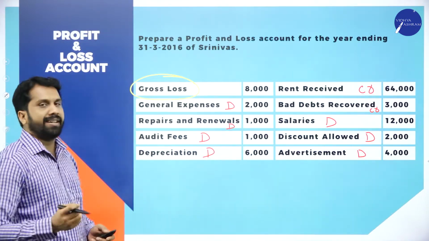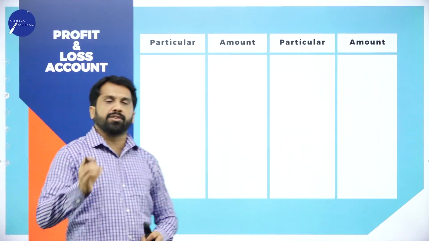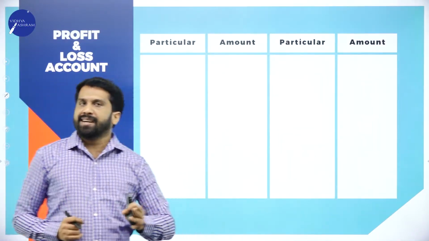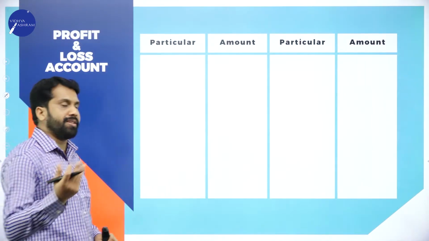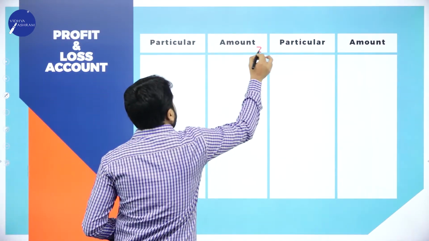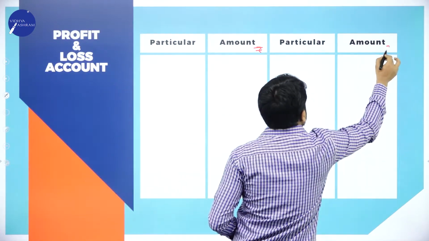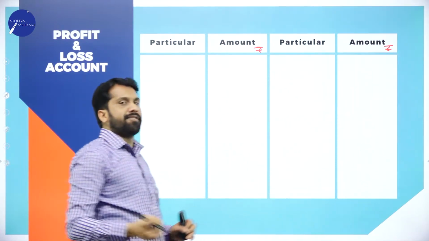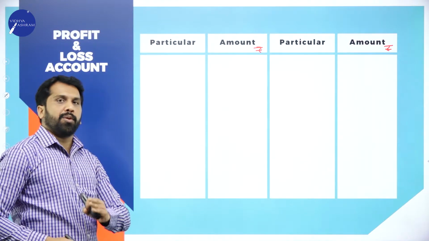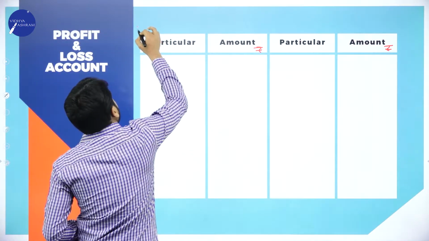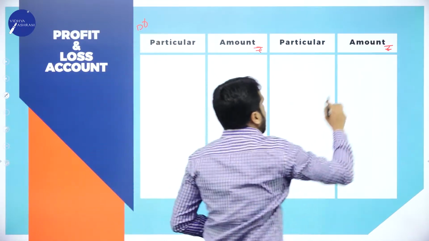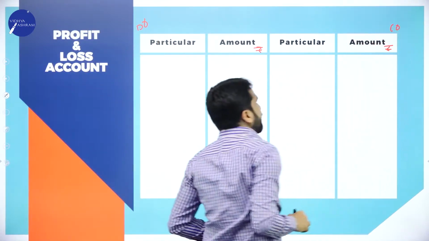Now we'll go for the answer. So hope you understood the question, so we'll move with the answer. Before moving with the answer, what you should do? Amount in rupees. This is the first thing you have to follow. Once it is done, then what you have to do? This must be debit and this must be credit.